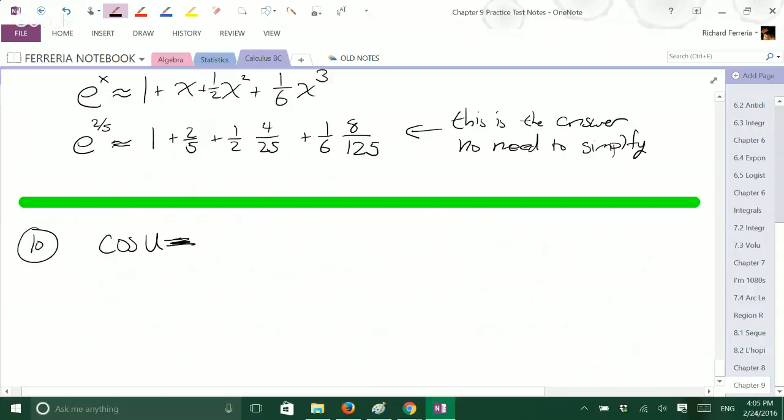So cosine u should be approximated by 1 minus u squared over 2 factorial plus u to the 4th over 4 factorial, plus the general term, negative 1 to the n, u to the 2n over 2n factorial. Again, we're only really interested in that general term because we have to write in sigma notation. And here our n is starting at 0, right?